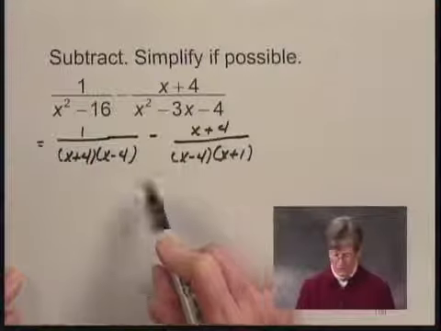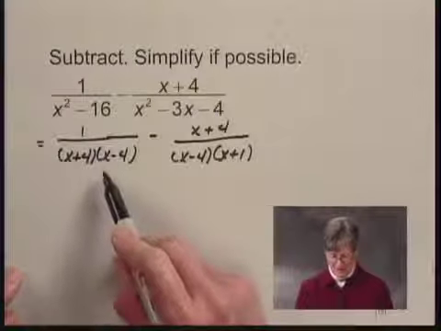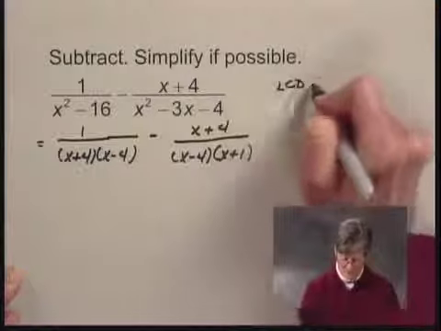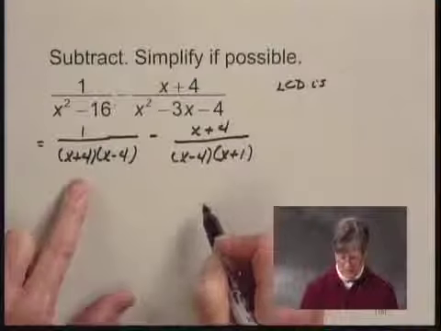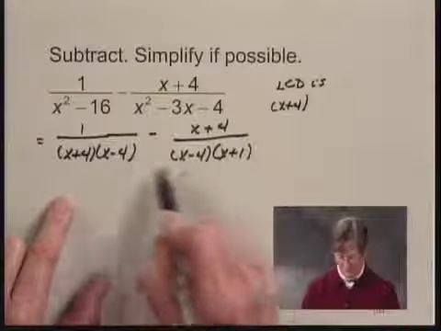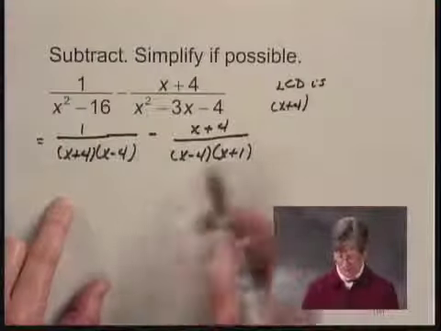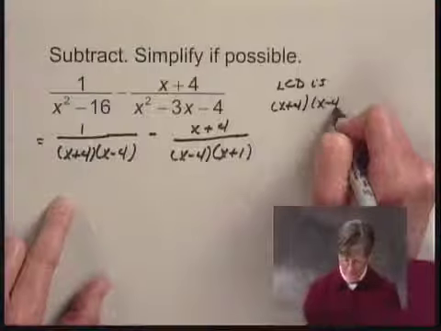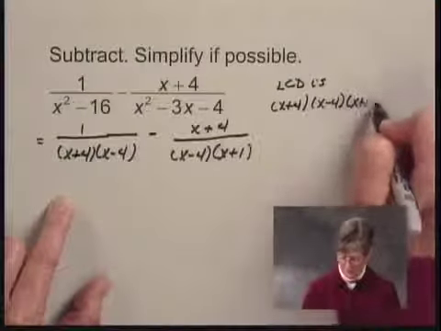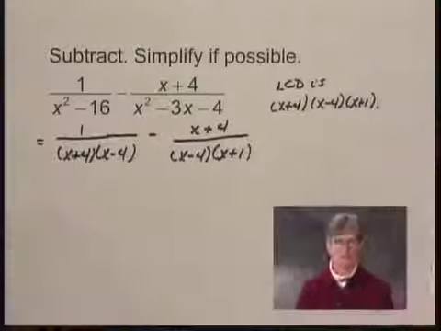Now we need to decide what the least common denominator is. It's the least common multiple of the denominators. So the least common denominator is going to have a factor of x plus 4. And it's going to have a factor of x minus 4. There's an x minus 4 in each of these. And it also has to have a factor of x plus 1 from that second denominator. So this is the least common denominator.